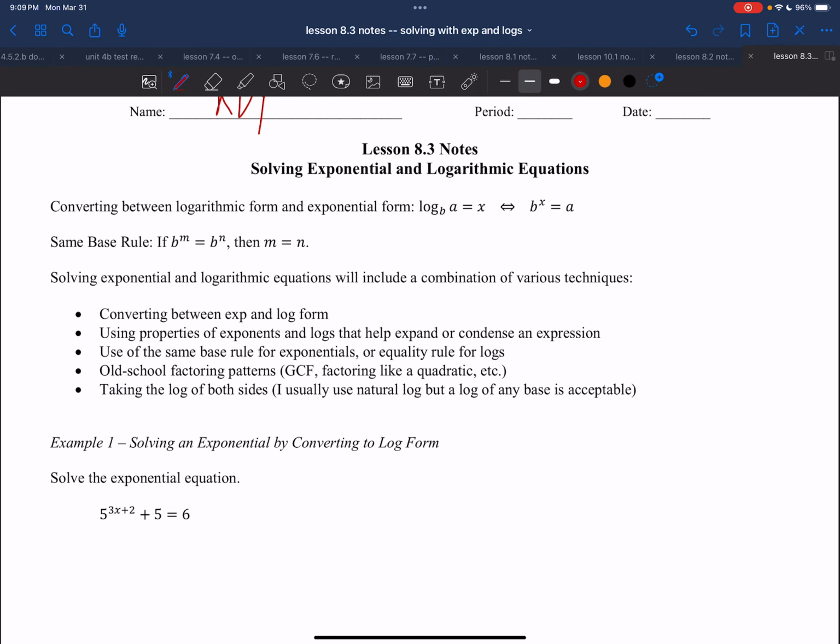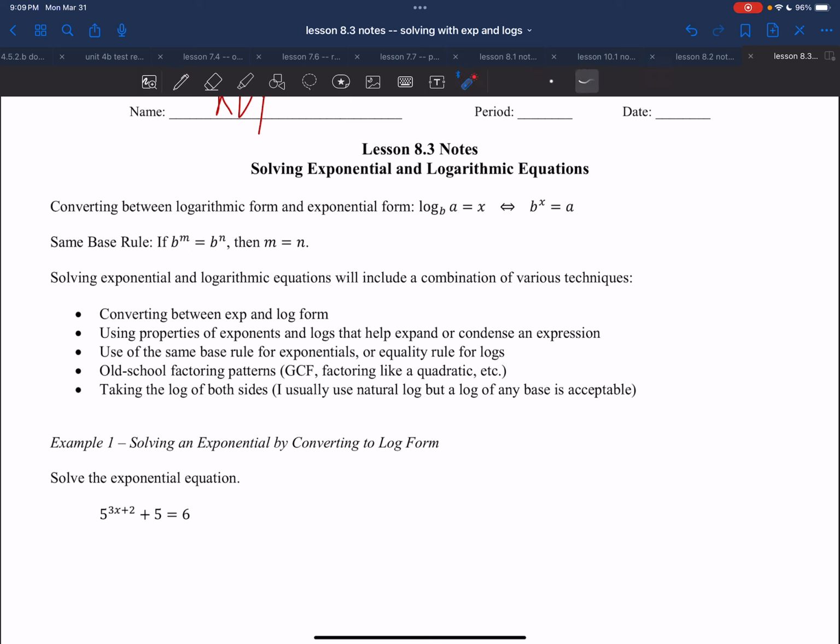Hello everyone and welcome to lesson 8.3. This one's on solving logarithms and exponential equations. So utilizing the rules from 8.2 and some of the ideas about logarithms from 8.1, we're going to finally solve some equations. Okay?